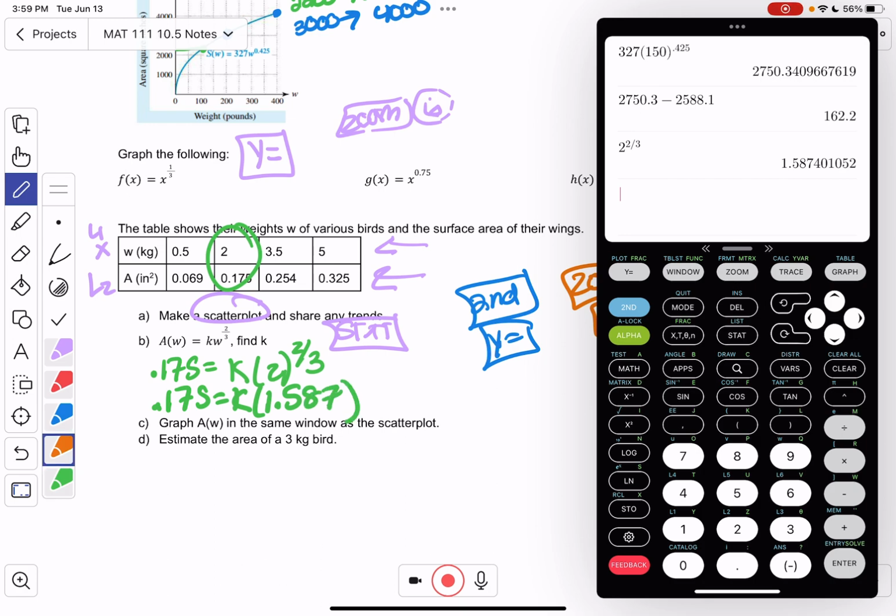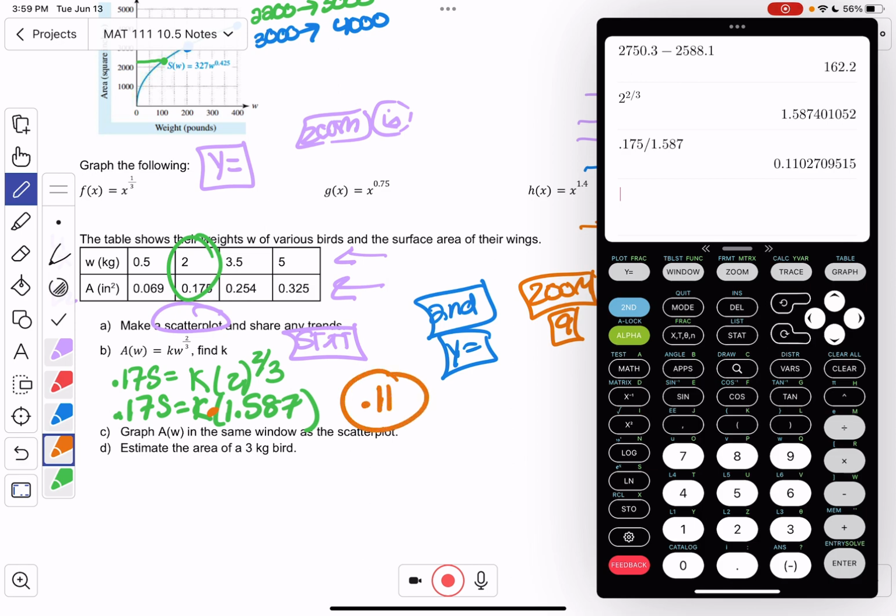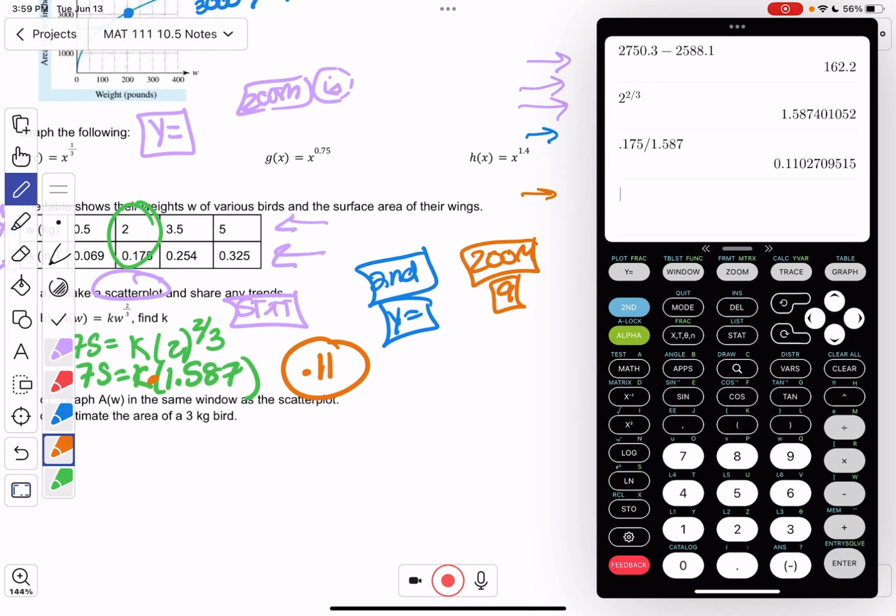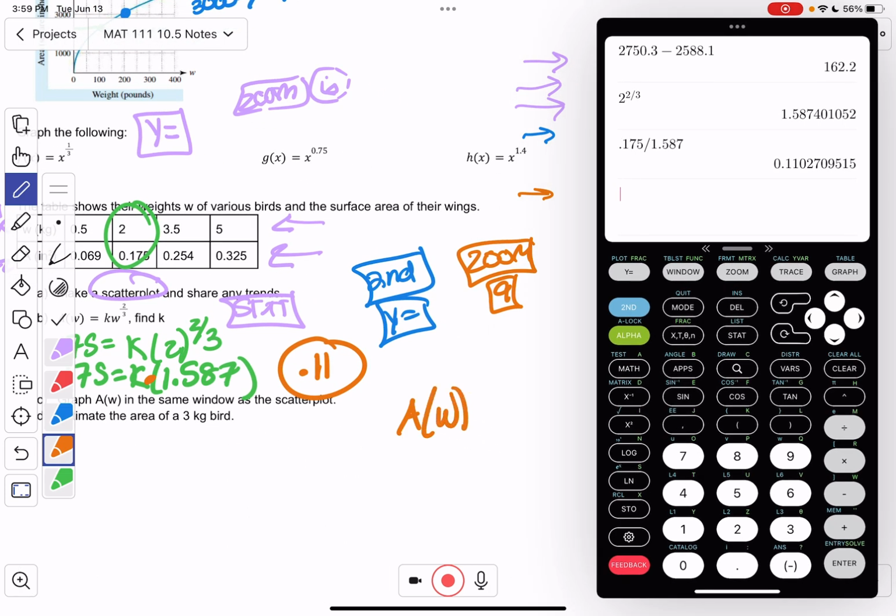Then to undo this multiplication, we would divide. So 0.175 divided by 1.587 gives us 0.11. So that's going to be our K. And it doesn't matter which of those points you do, it's going to be the same thing. So the new equation would be 0.11 times W to the 2/3.